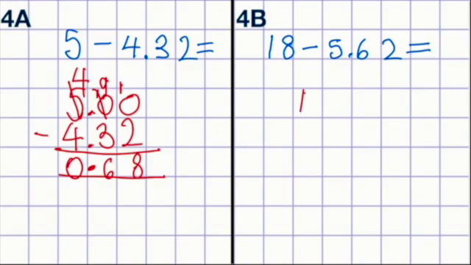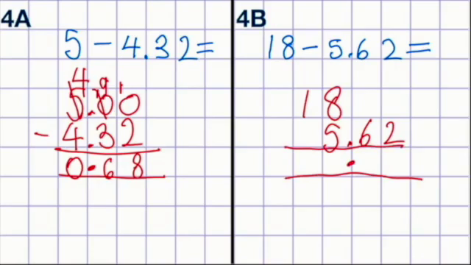Okay, 18 subtract 5.62. Let me just put that into my square a bit better. 18 and I'm subtracting 5.62. Now look, I have had to line up the 5 and the 8 because those are in the ones column. And I've put a decimal point in my answer box. So I'm going to add on a decimal point and put 0, 0.